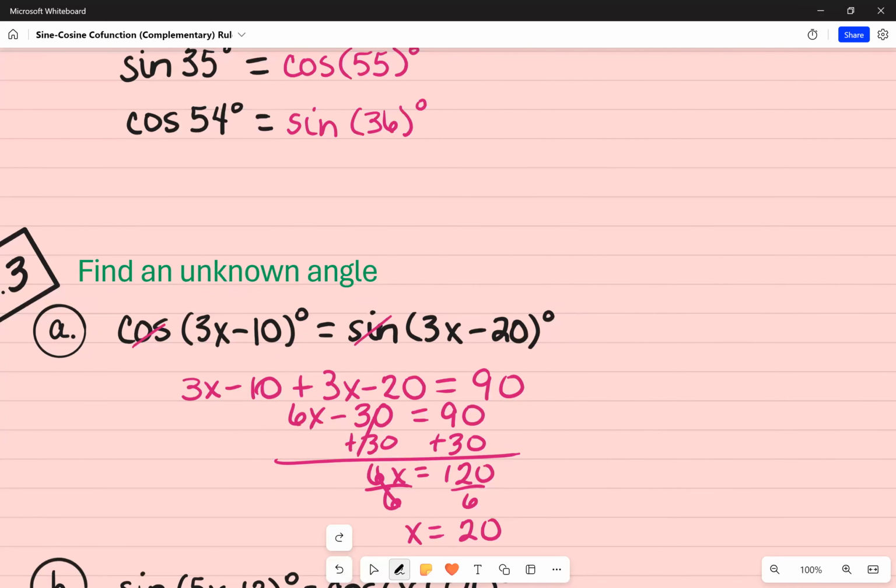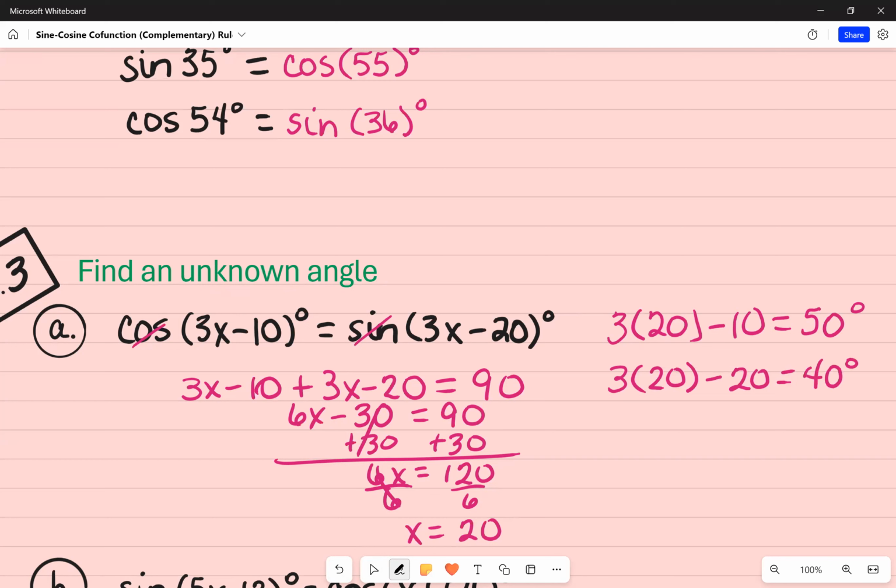For the first one, I have 3 times x, but we just said x is 20, and then we subtract 10 from that. So 3 times 20 is 60, and 60 minus 10 is 50. We're talking angles, so that's going to be degrees. The next one is 3 times that same x, but this time minus 20. So 60 minus 20 is 40 degrees. So these are my two angle measures.